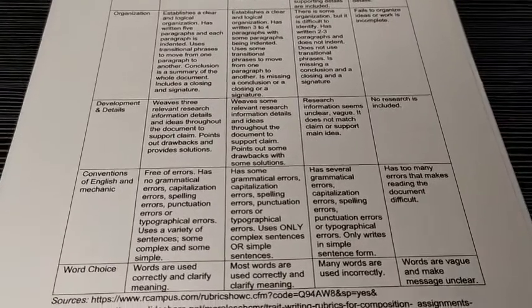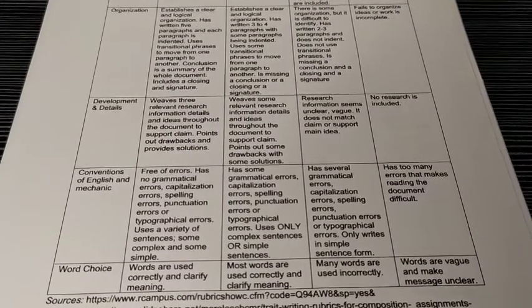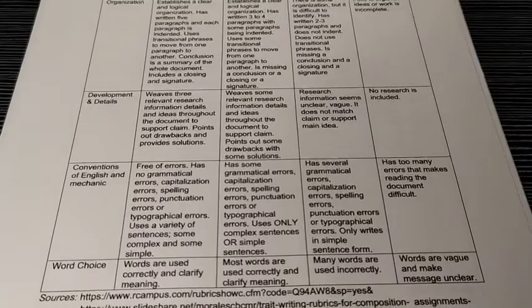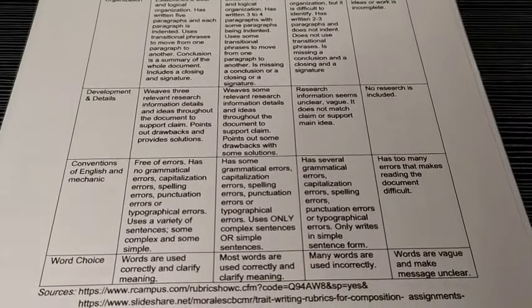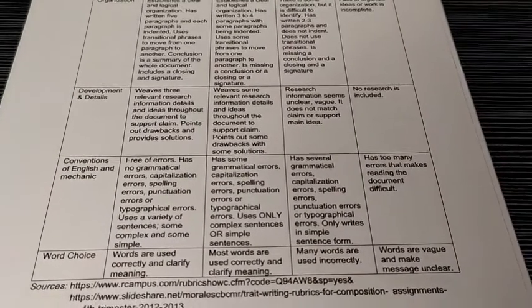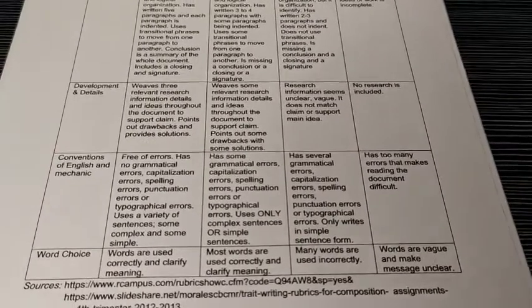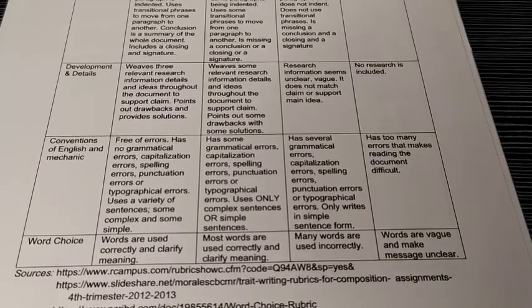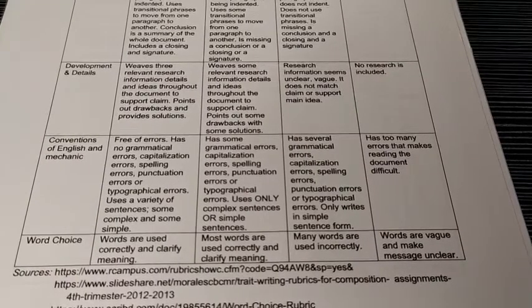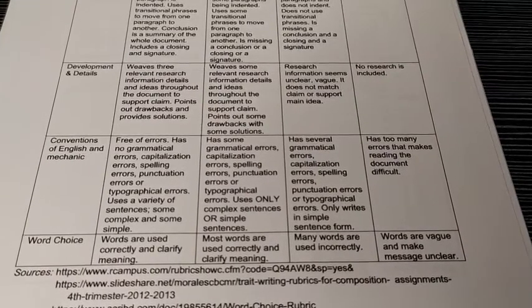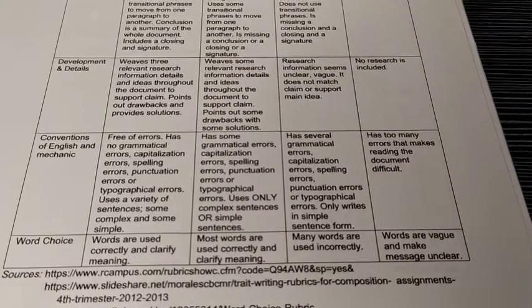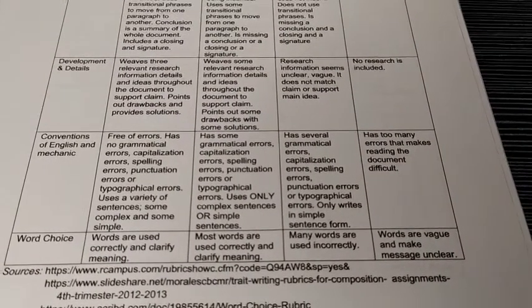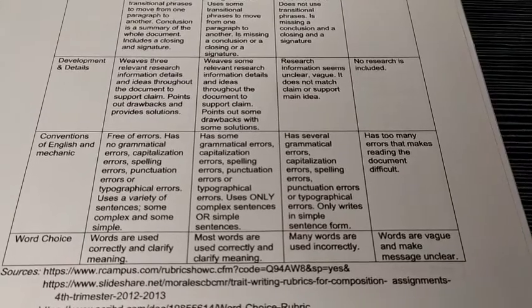Development and details: you presented your ideas very effectively, for example from strong, then supported, then 4 points. Conventions: the grammar is used correctly, then you will have 4 points. Then word choice: if your choices are really related and commendable with your topic, then you will get 4 points.